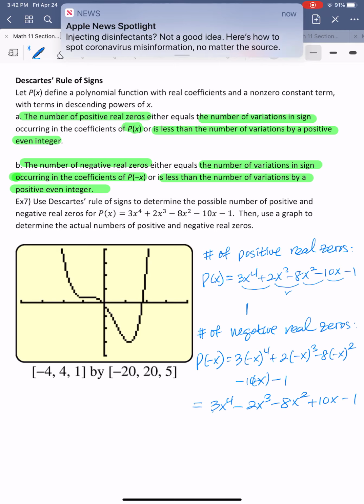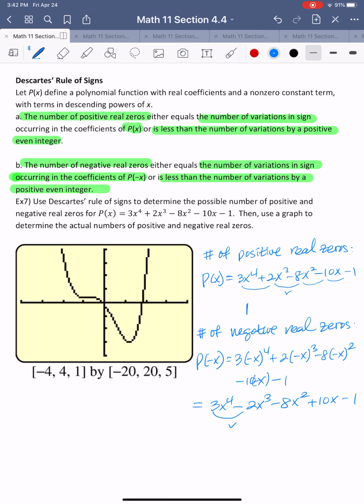So the first one has changed, second and third not, third and fourth yes, and fourth and fifth yes. So there will be 3, and you also always need to subtract 2 from whatever number you have. So 3 minus 2 becomes 1. So it could be 3 or 1 negative real zeros, okay? If you want to check that out.